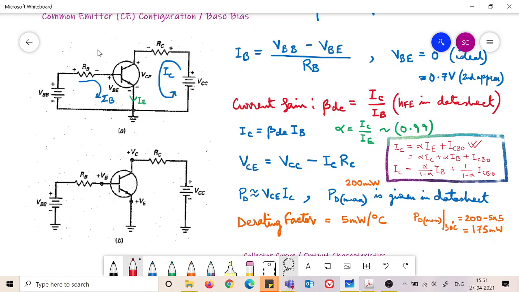Before that, I urge you to go into the book once. So Malvino, go into the Malvino because it deals with the common emitter configuration first. In the Boylestad book, they have dealt with the common base configuration, which we have not covered. So you go to the Malvino book. These pictures are also from the Malvino book. So you read that in the Malvino book, and this analysis you will get in the Boylestad book a bit later on.